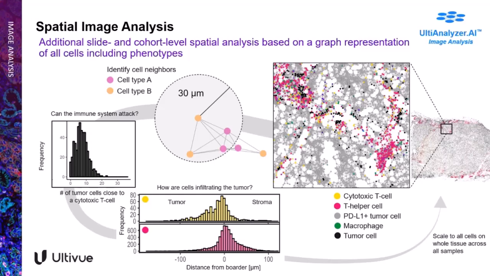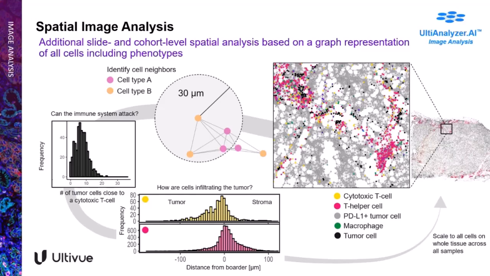You can look at neighborhoods. Are cell A and B in the neighborhood? You can start asking questions like, can the immune system attack? For instance, let's count the number of tumor cells that are close to a cytotoxic T cell. Or you can look at infiltration, as shown in the bottom, where for two cell types we are looking at their position, the relative position to the tumor and tumor stroma border coming from our segmentation.